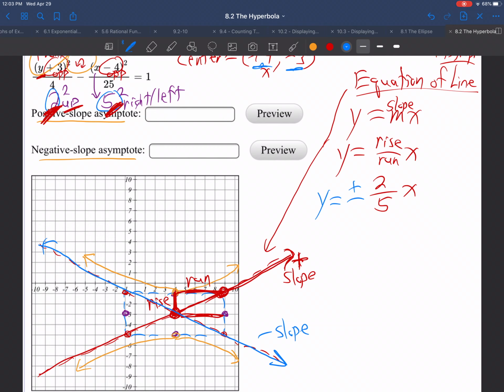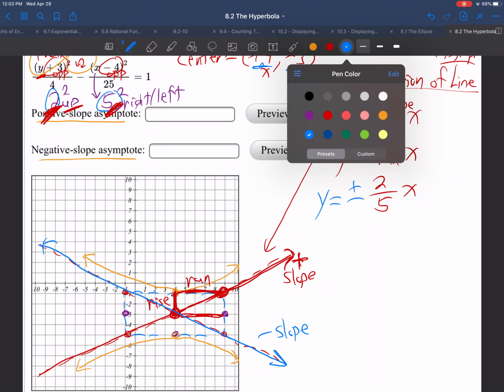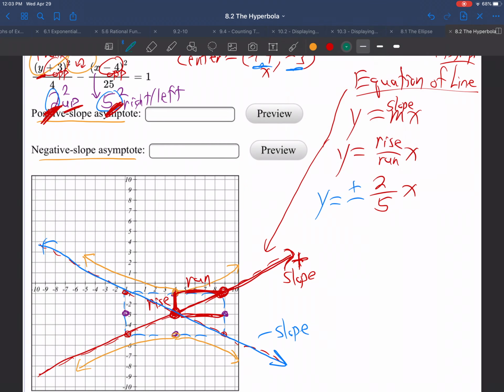Now, there's one thing wrong with this. One small, quick change we have to make. That would be true if it was centered at the origin. If this whole hyperbola, the center of the box, the center of the hyperbola was the origin, this would be true. But we have to shift this now. It's not centered at the origin. The center is way over here.